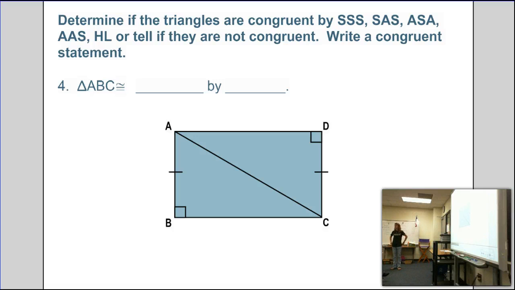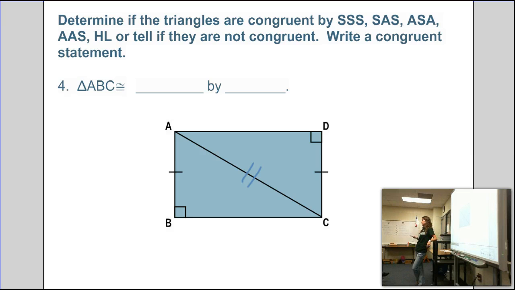Solve this problem. Tick ticks. Oh, got him. Chase loves saying that. Shared side. Tick ticks. Yeah. It is HL.